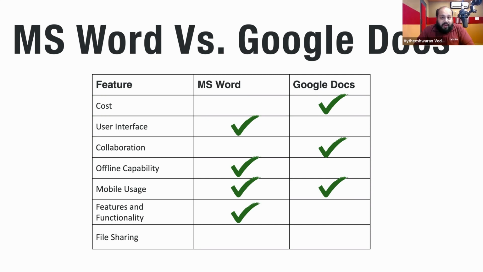And when it comes to file sharing, I will give equal points to both, because it is still possible. With Microsoft Word, if you are using the older version, unfortunately, you will have to rely on mail. But if you have a subscription to Office 365, you can use OneDrive or you can use their SharePoint and share files. Google Docs, of course, since it's a cloud-based application, sharing is very, very straightforward. So this is how Microsoft Word and Google Docs compare.